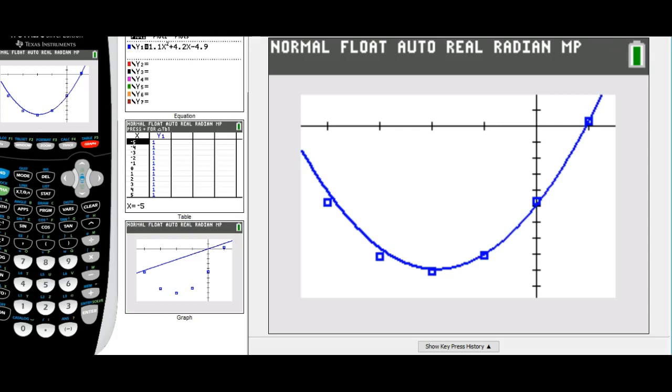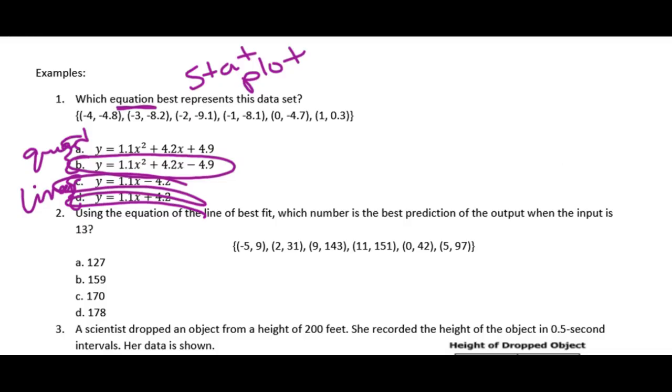All right, the second one. So going to our second example. This one is asking us to make a prediction when we have an input of 13. Well, to make a prediction, we have to have the equation first. And notice that they gave me a hint here. They said line. So I know I'm doing linear regression because it says find the line of best fit. So back to our calculator.